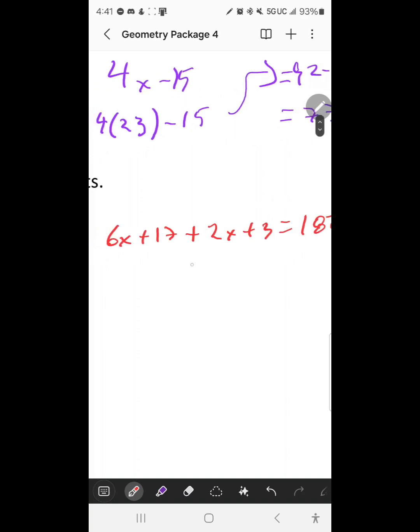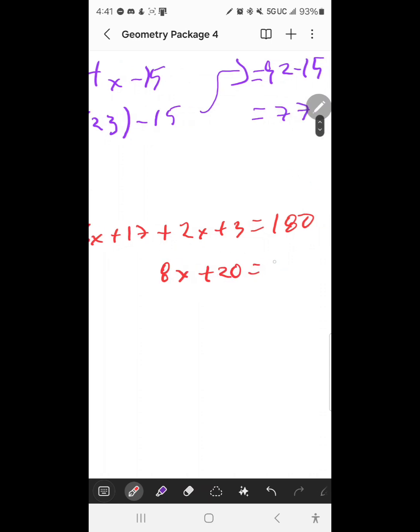So 6x plus 2x is 8x, and 17 plus 3 is 20, so plus 20 equal 180. Now we subtract 20 from both sides. This cancels out, so we have 8x equal 160, and we divide it by 8. I have x equal 20.